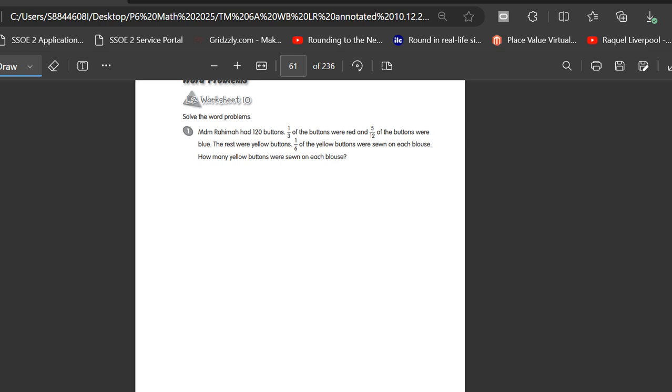Actually, this first question isn't difficult yet. We haven't got to the part where you're ready to split. The one that requires you to focus on remainder is on the next page, page 56. So this question is relatively easy. We have all the buttons. 1/3 of the buttons are red. 5/12 of the buttons are blue. The rest are yellow.